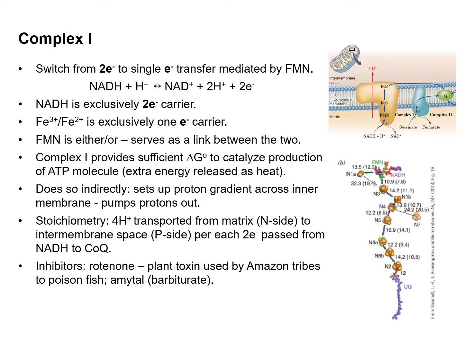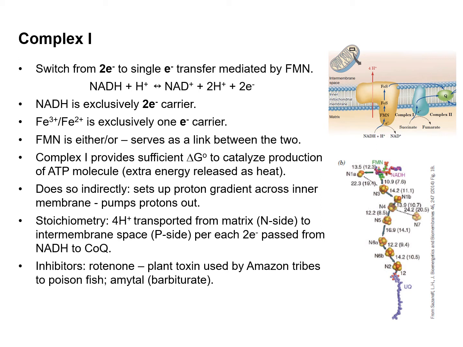So NADH is exclusively a 2 electron carrier, but the iron ion in this complex 1 is exclusively a 1 electron carrier. So there's a discrepancy between these two, making it difficult to hand these 2 electrons directly to the iron sulfur cluster. But the FMN can be either a 2 electron or a 1 electron carrier. So it serves as a link between these two, NADH and the iron sulfur cluster. And complex 1 provides a sufficient delta G naught to catalyze production of ATP molecule, and also the extra energy is going to be released as heat.